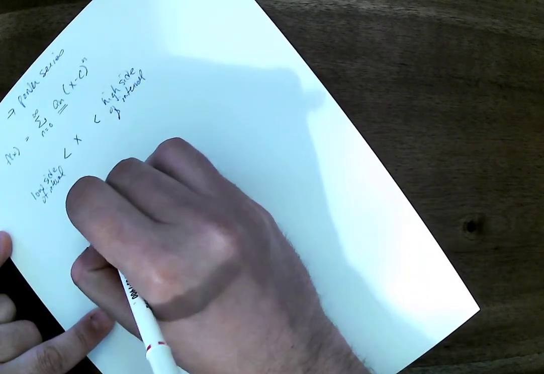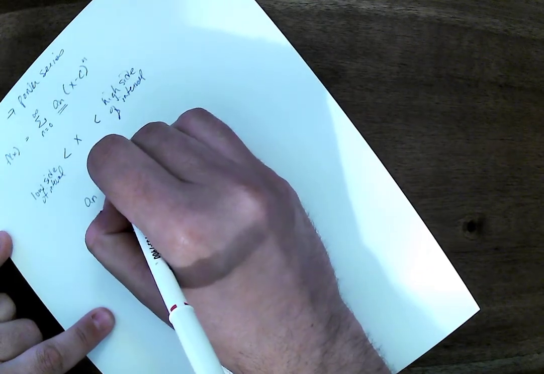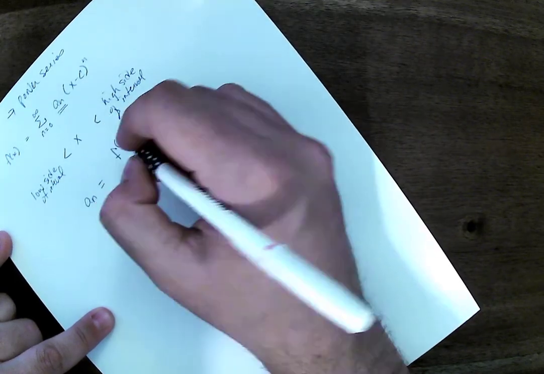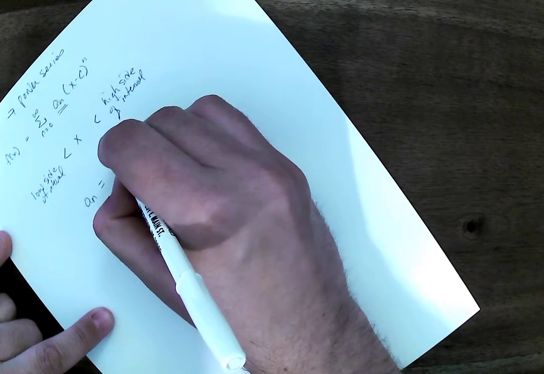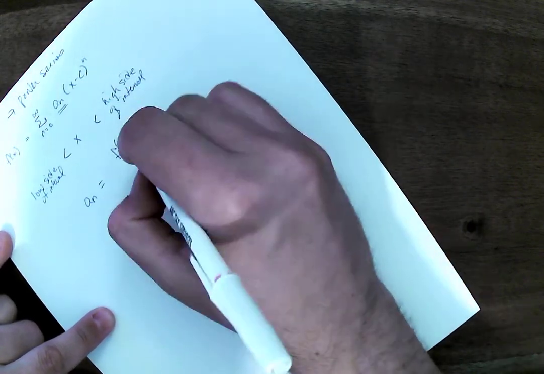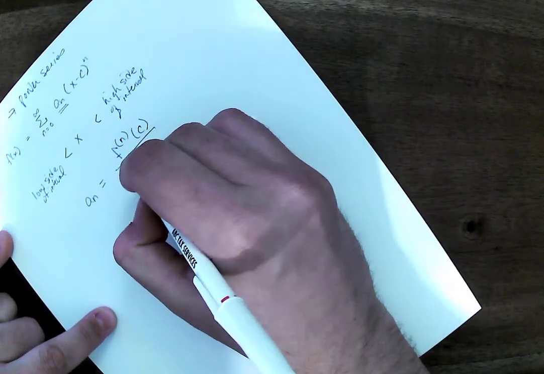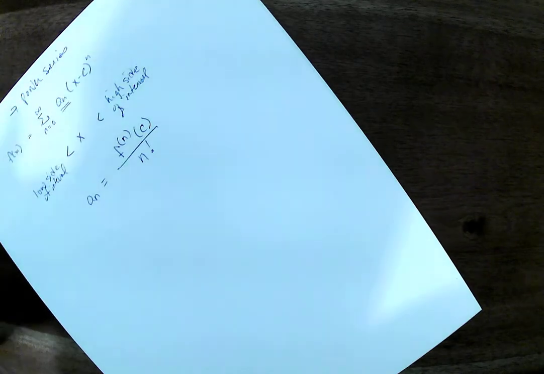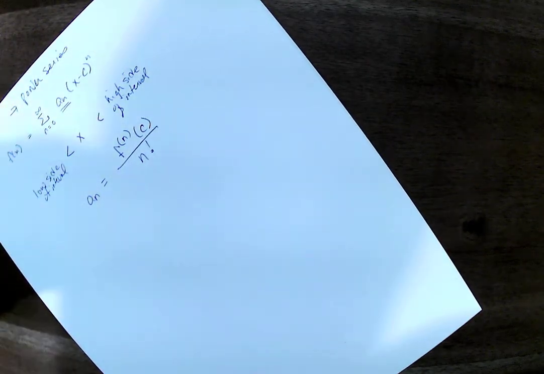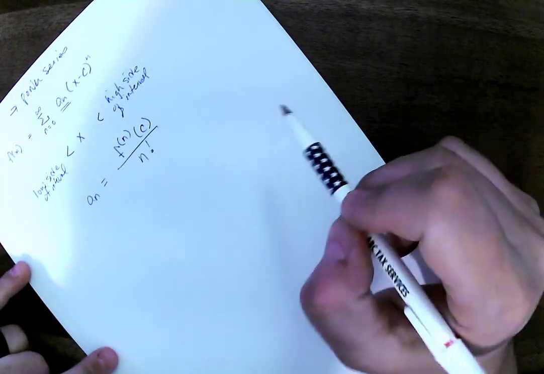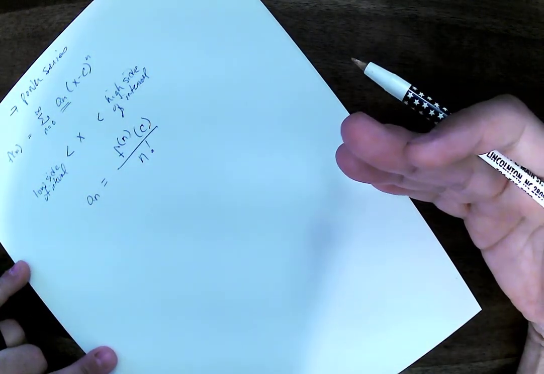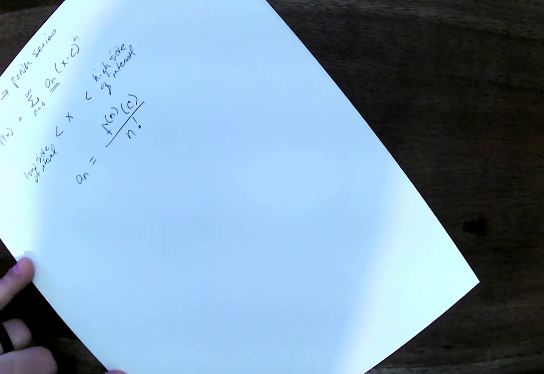A sub n equals the nth derivative of f at c, divided by n factorial. Now, what do I mean by nth derivative? We're talking about first derivative, second derivative, third derivative, 15th derivative, whatever the case is, until it goes on forever up to infinity. This is what we can say is the case.